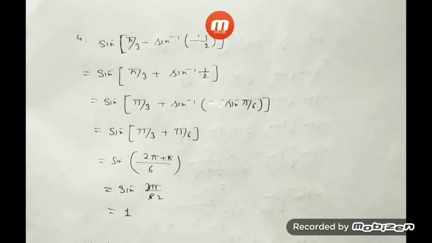Again, we know half is the standard value. There is a standard value for sine half. Sine value half comes at pi by 6, but it would not be so if there is a negative. So what I did is I used the sine inverse of minus x formula.